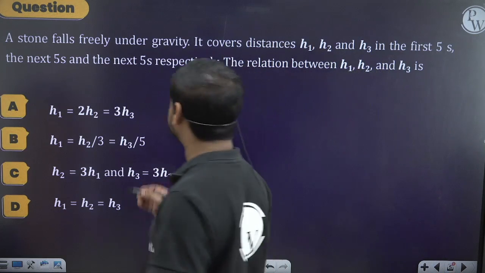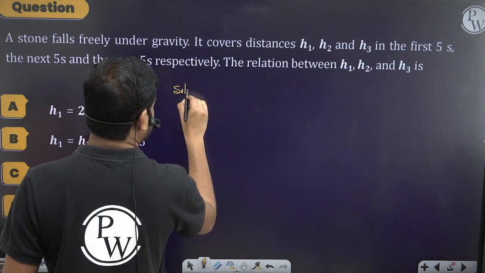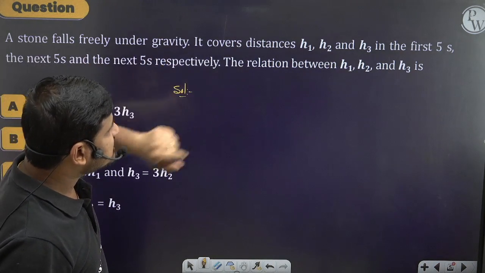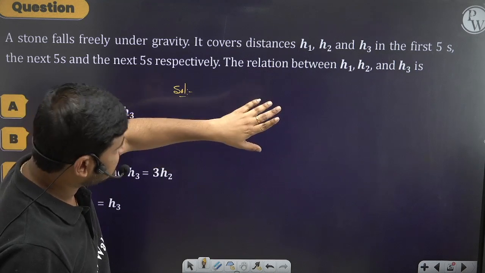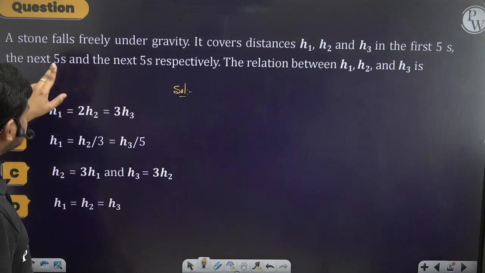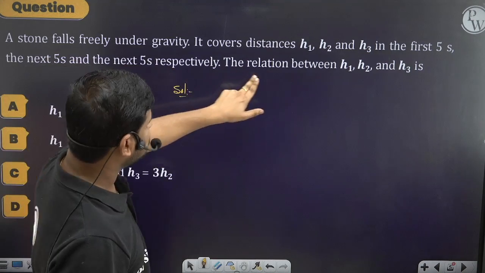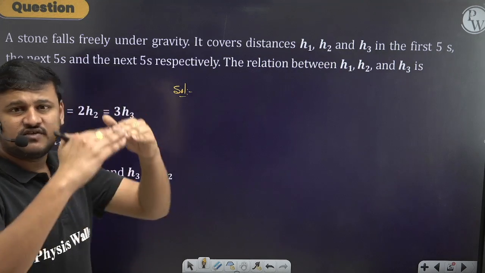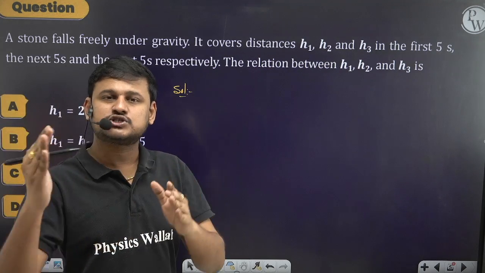See here, understand this question. A stone falls freely under gravity. It covers distances h1, h2, h3 in the first 5 seconds, next 5 seconds and next 5 seconds. So the relation between h1, h2, h3. What we did, first we found the h1, right? S is equal to ut plus half at square.